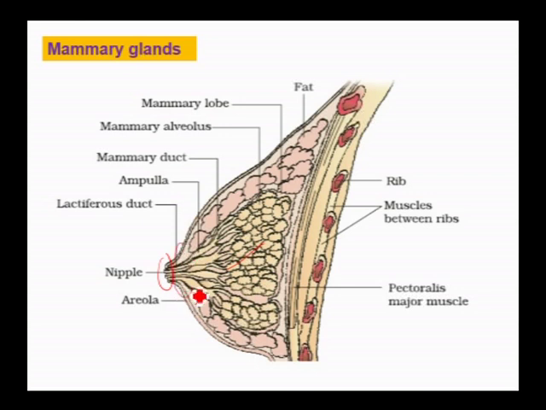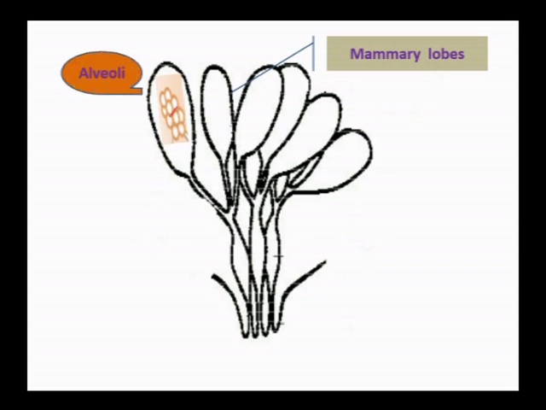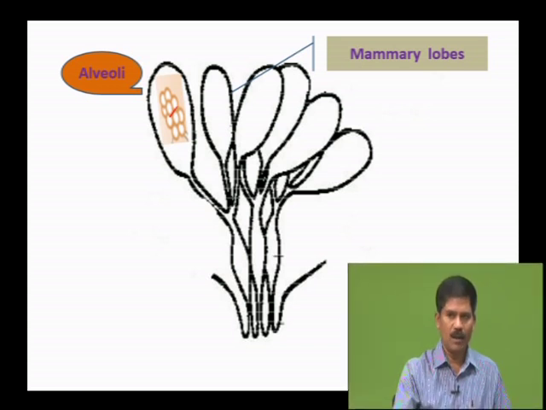A circular pigmented area present below the nipple is called the areola. It is made up of circular muscles. Each breast consists of a considerable amount of fat and glandular tissue. The glandular tissue of the breast is divided into 15 to 20 lobes called mammary lobes. A cluster of milk-secreting cells present in each lobe is called mammary alveoli. They are meant for synthesis and storage of milk.